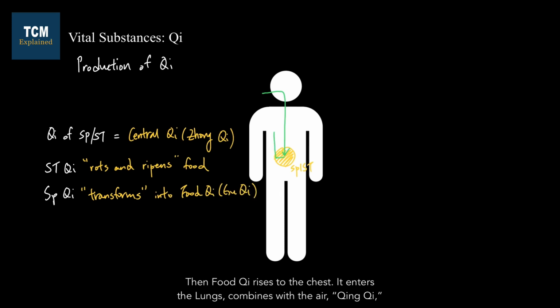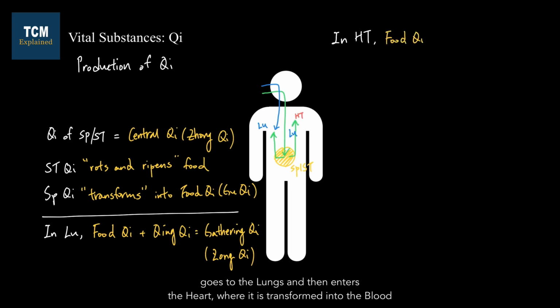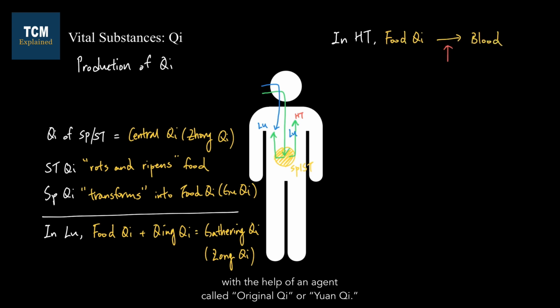Then fu qi rises to the chest, it enters the lungs, combines with the air, qing qi, and becomes gathering qi or zhong qi. Fu qi also rises to the chest, goes to the lungs, and then enters the heart where it is transformed into blood with the help of an agent called original qi or yuan qi.